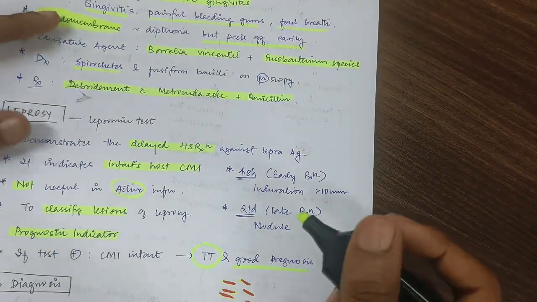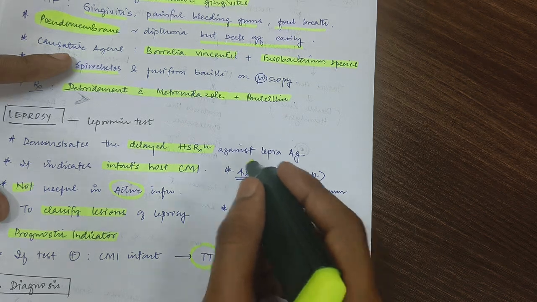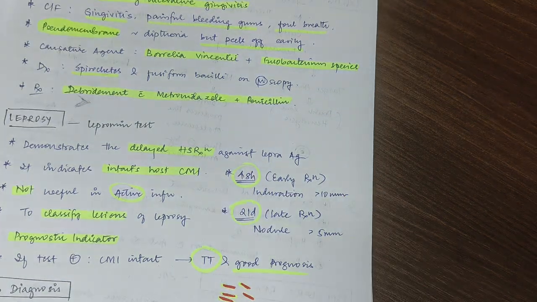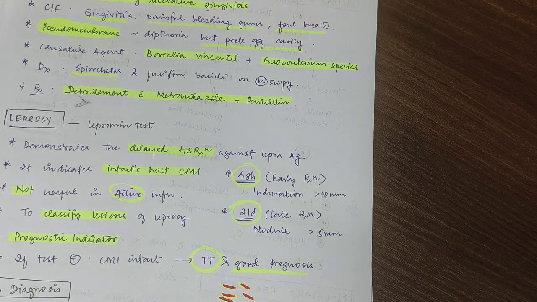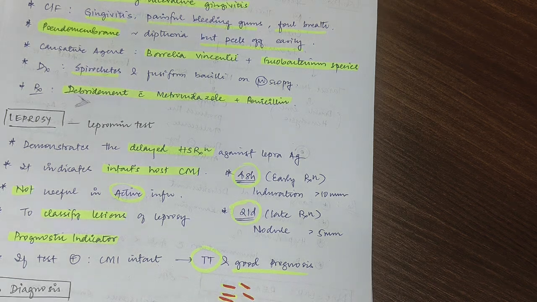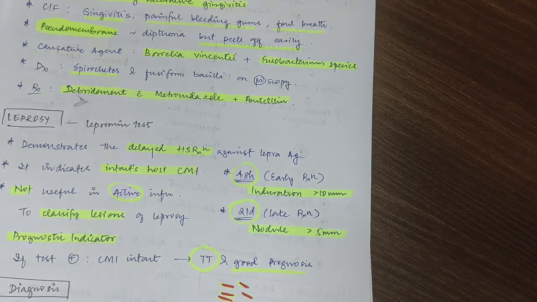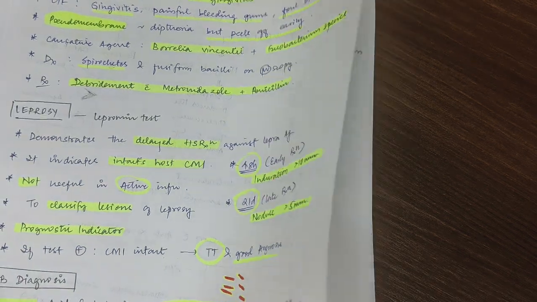What are the two types of reactions? One is early, that is 48 hours, and 21 days reaction. The 48 hour early reaction is called the Fernandez reaction, whereas the 21 day late reaction is called the Mitsuda reaction. Okay, here you are going to see the induration more than 10 mm. Here you are going to see the nodule which is more than 5 mm. So this is what about leprosy.